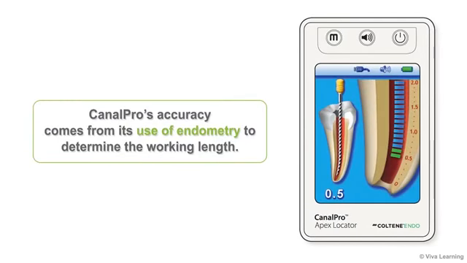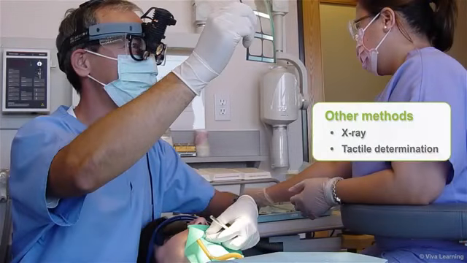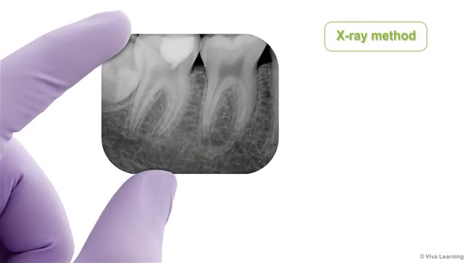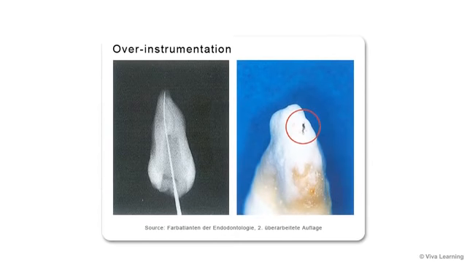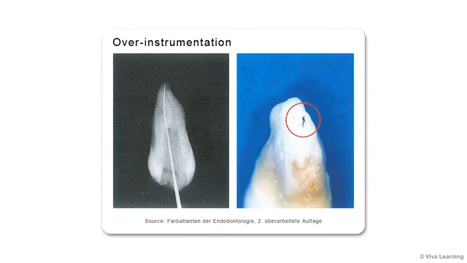Canal Pro's accuracy comes from its use of endometry to determine the working length. Other methods that can be used to determine the working length are X-ray and tactile determination. Each of these other methods has some serious drawbacks. Although X-rays are the most commonly used technique, since the apical constriction is not exactly visible on the two-dimensional X-ray image, it is simply assumed to be located 1 to 2 millimeters away from the radiographic apex. The working length is then determined based on that assumption. When these assumptions don't hold true, over-instrumentation can take place.